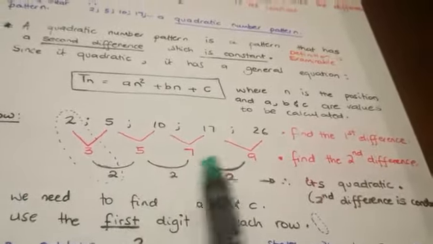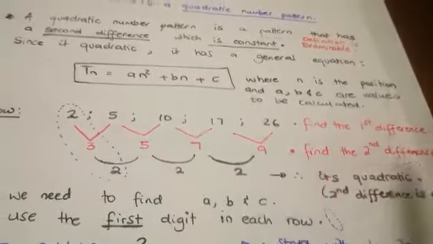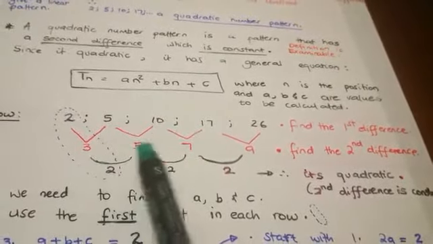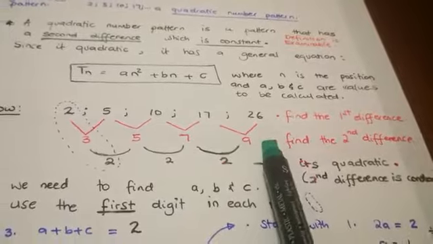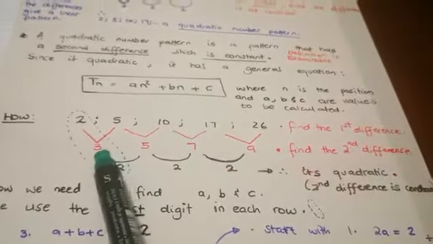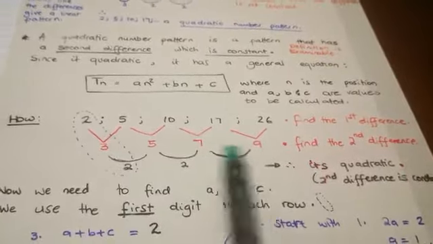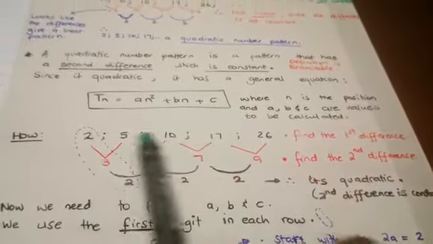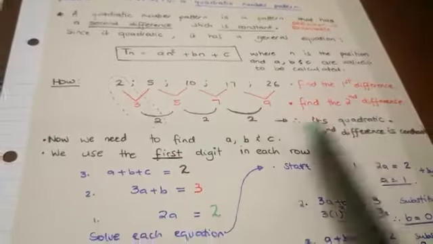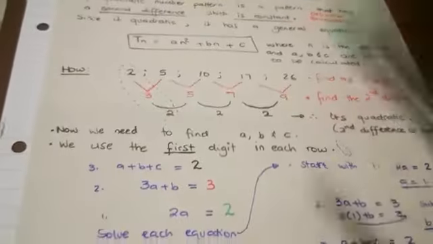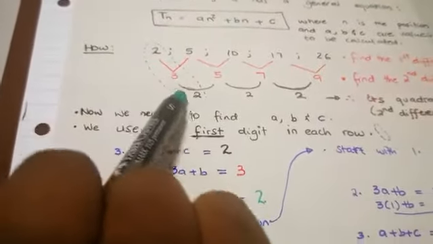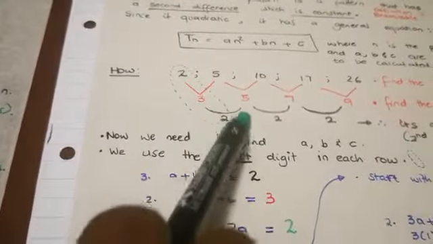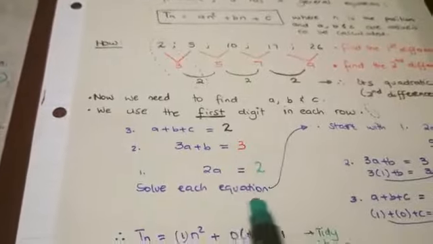As you can see, it's not linear because the first difference is not constant. Then you find the second difference. The second difference is the 2 that we have calculated here. Because it says 2, 2, 2, it means this is quadratic. So if it is quadratic, then we can find a, b, and c. How do we find a, b, and c? We use the first number in each row. There are 3 rows, there are 3 unknowns. So we use these 3 numbers to find a, b, and c.